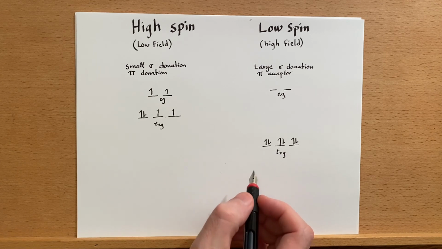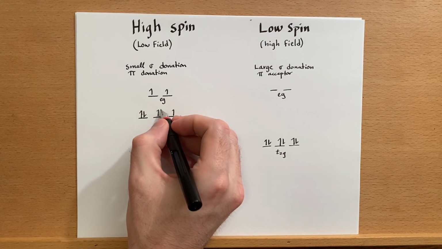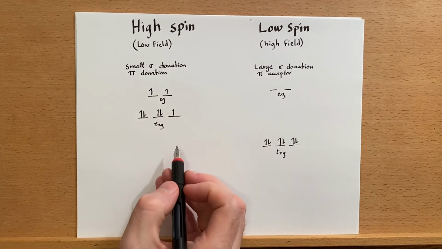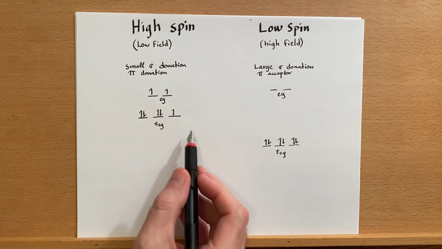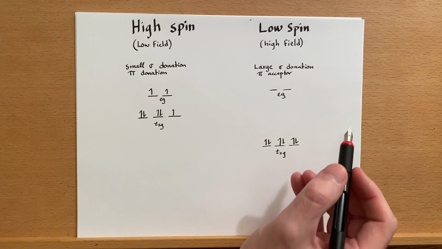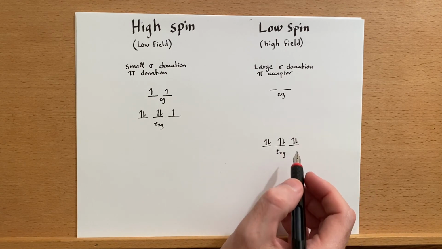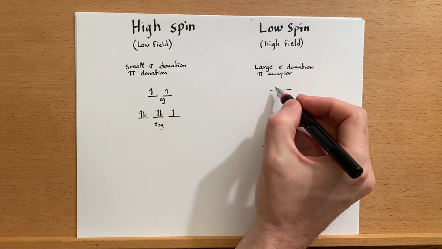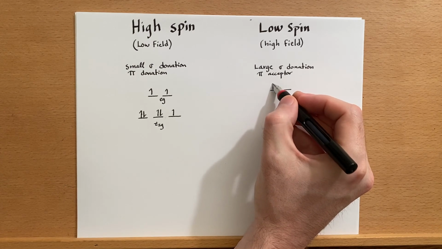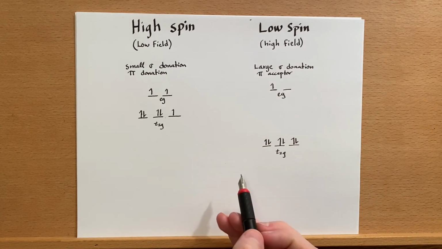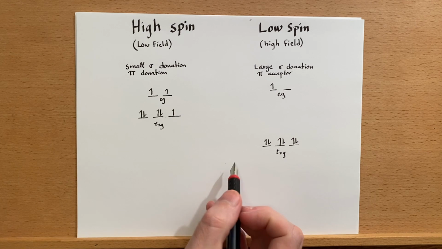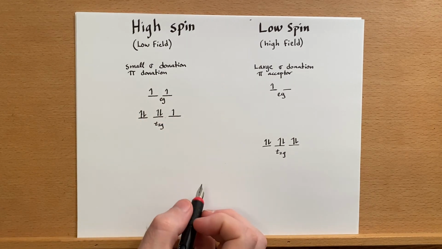Now let's see what happens with 7. When we add 7 electrons in, we'll have 3 unpaired electrons in the high spin case. And in this case, our T2G orbital is full, so we'll have to start putting electrons in the EG orbital. And we have 1 unpaired electron up there. Well, and we have 3 here.